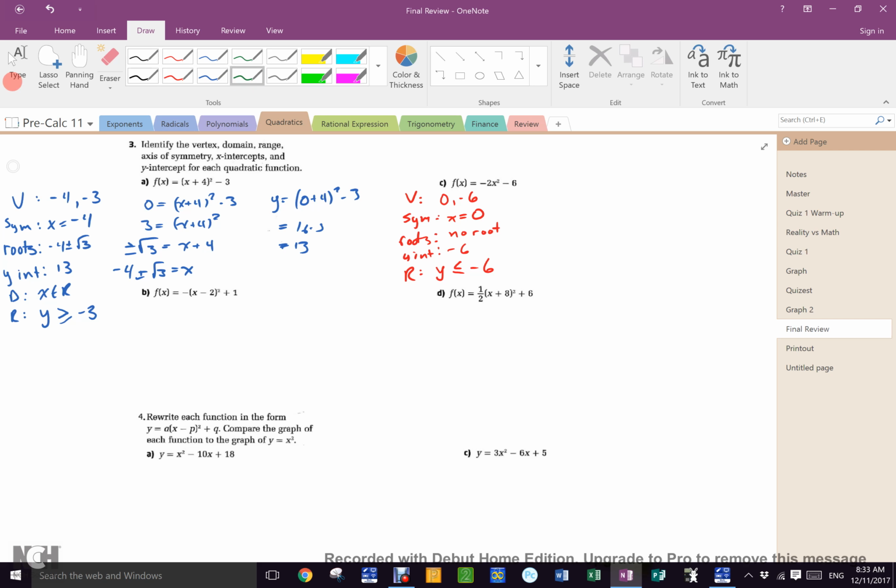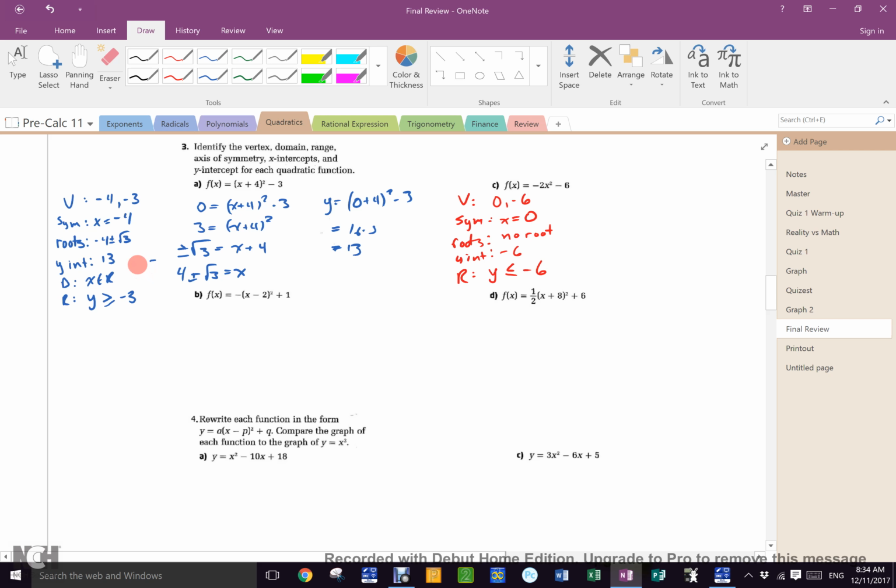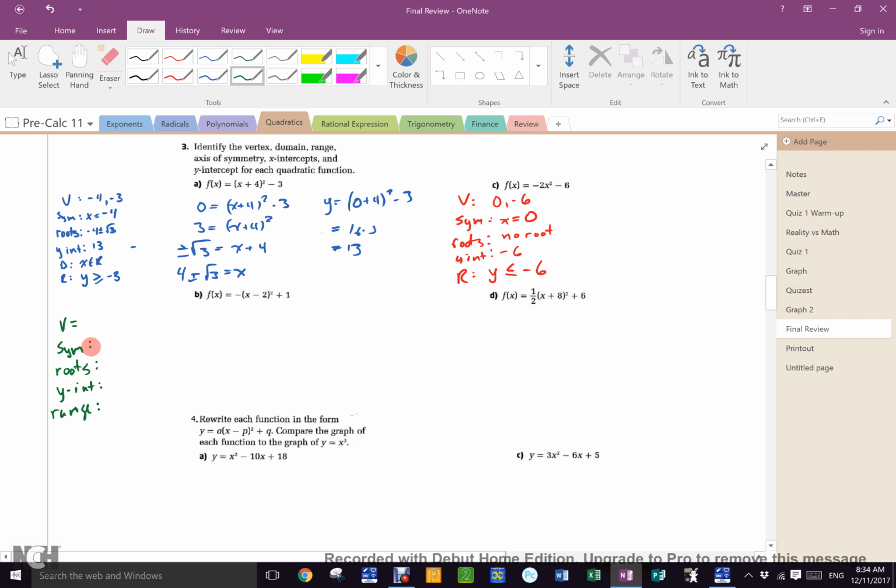B, we will do in green when my computer allows me to do so. I need a vertex. I need a line of symmetry, axis of symmetry. I need roots. I need a y-int. And I need a range. Who has one of those things for me?